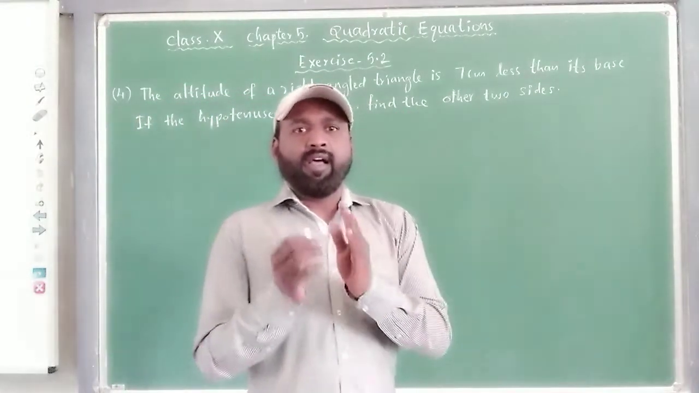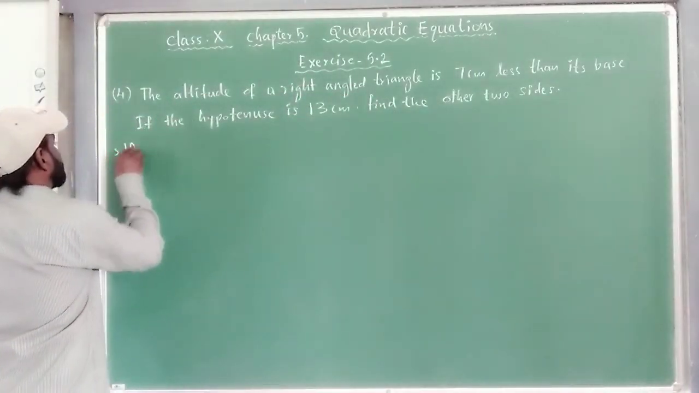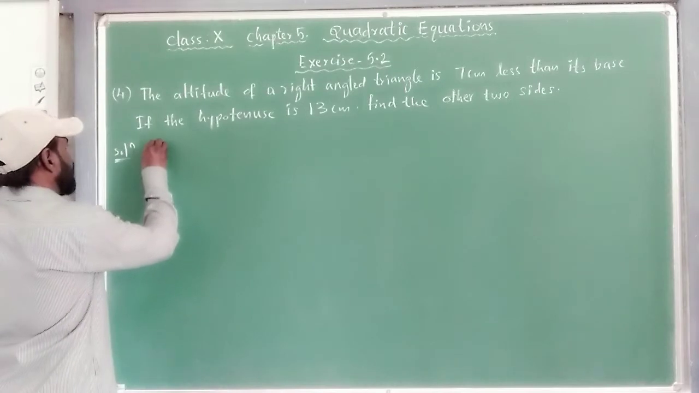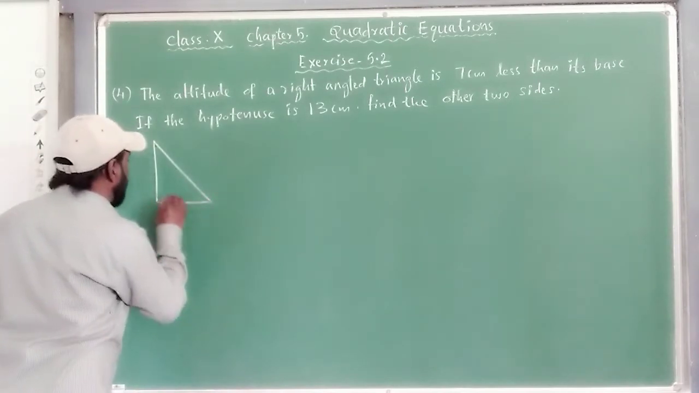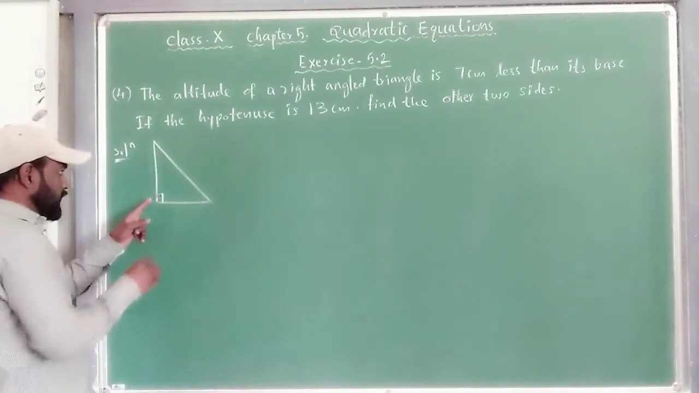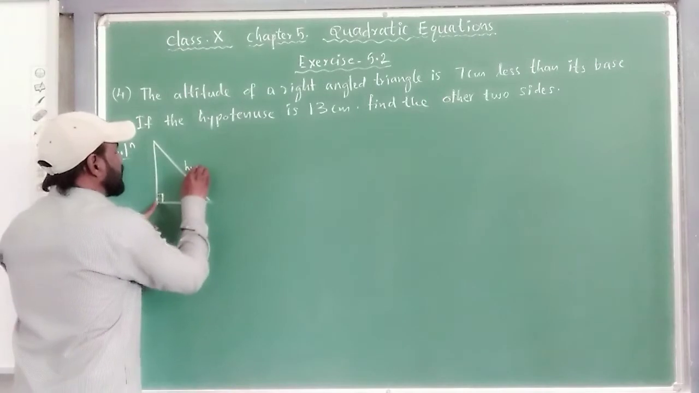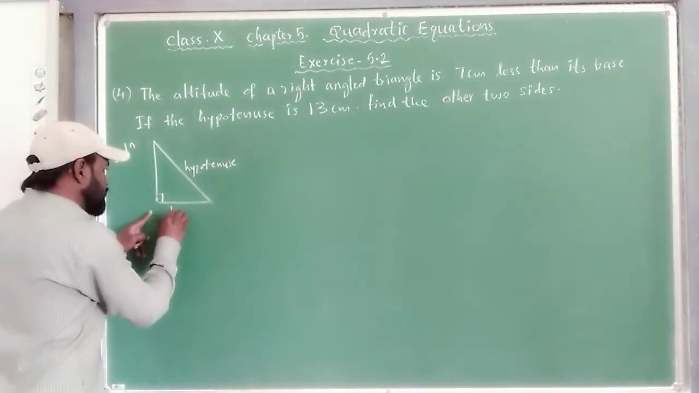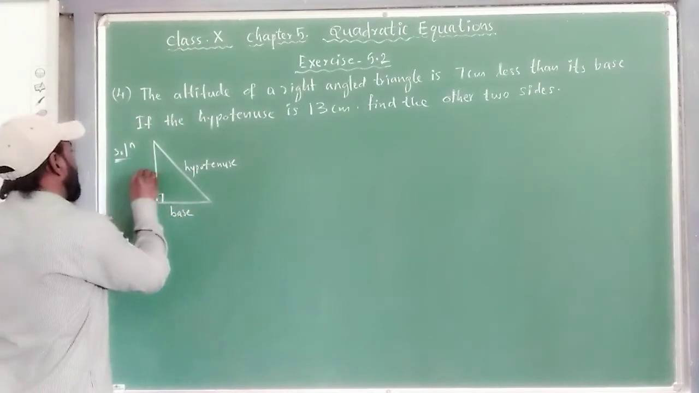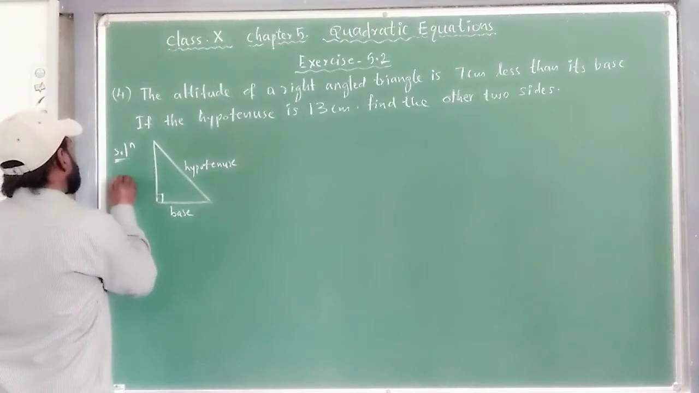Here, a right angle triangle. Let's draw the right angle triangle. This is a right angle triangle. Right angle is here. The side which is opposite to the right angle is known as the hypotenuse. And this is the base and this is the height, which is also known as the altitude.